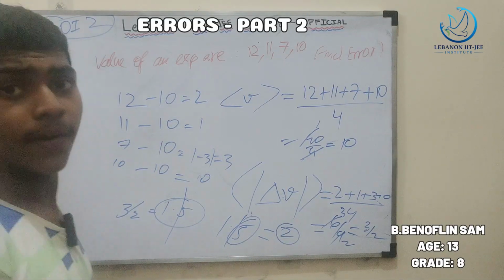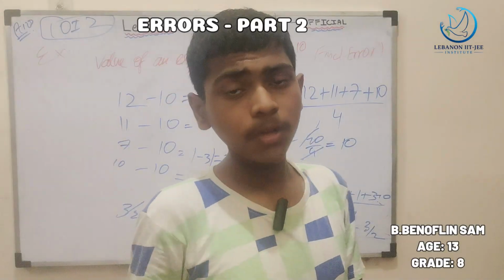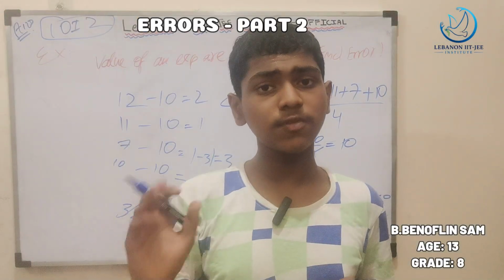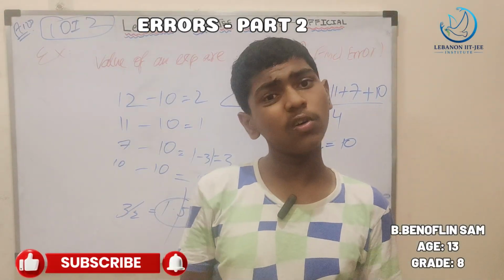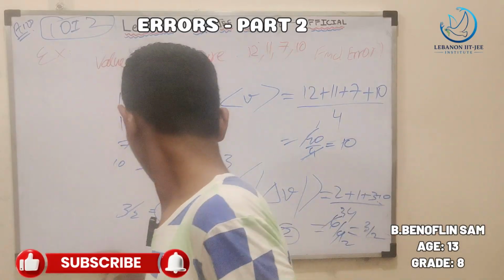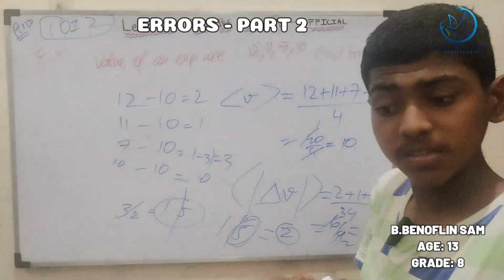You just have to find this. If it is in decimal form, you have to do the significant figures rounding. Okay, so 5 means you can round it up like this. Yeah, very simple.